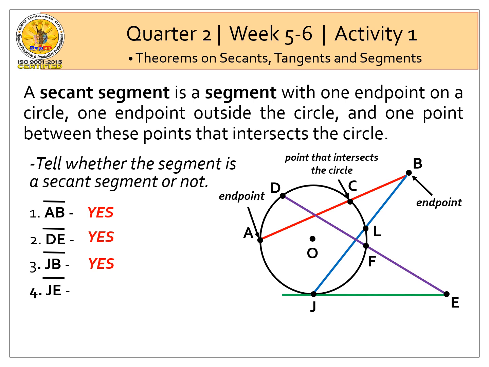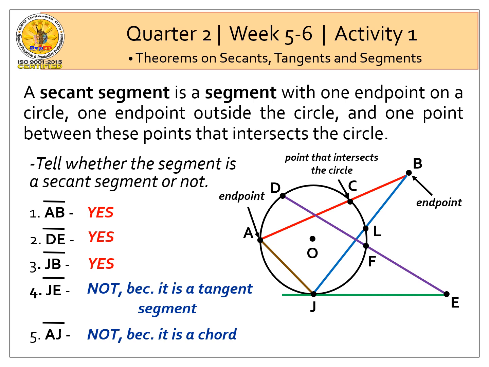Number 4, line segment JE. Line segment JE is not a secant segment because it is a tangent segment. Number 5, line segment AJ. Line segment AJ is not a secant segment because it is a chord.